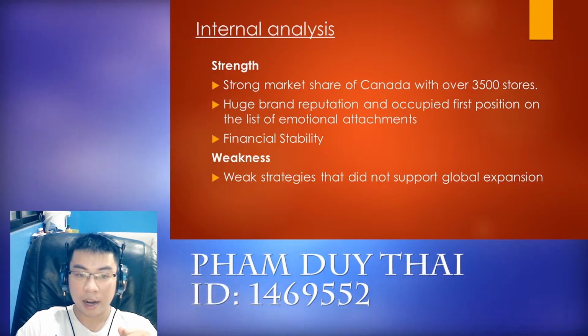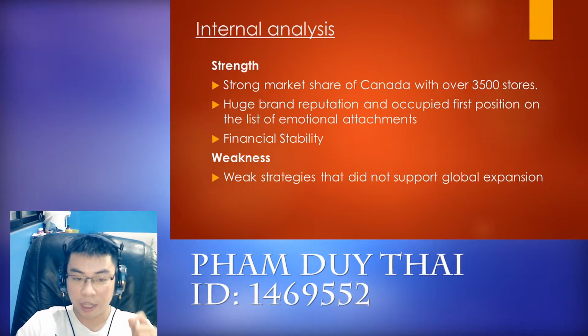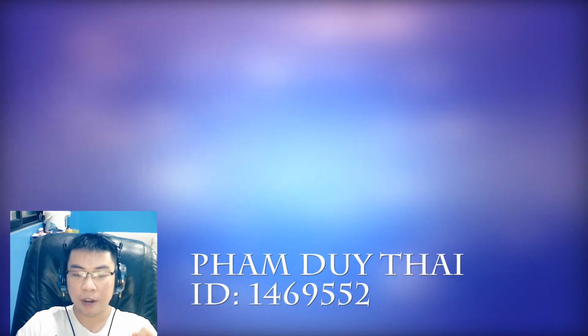Number 4, internal analysis. Strength. Tim Hortons had a strong market share in Canada with over 3,500 stores, which is much higher than their rivals. Huge brand reputation and occupying first position on the list of emotional attachments were advantages of Tim Hortons. Furthermore, Tim Hortons had financial stability. Weakness. It seemed that Tim Hortons had a strategy that did not support global expansion. In the next part of the presentation, my friend Phương will present a SWOT analysis of Tim Hortons.